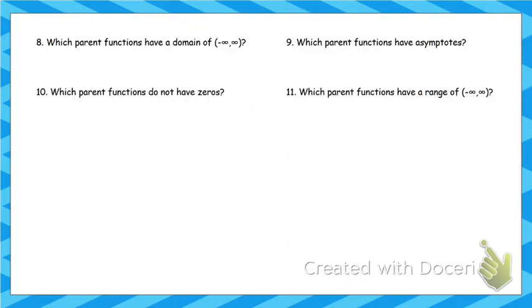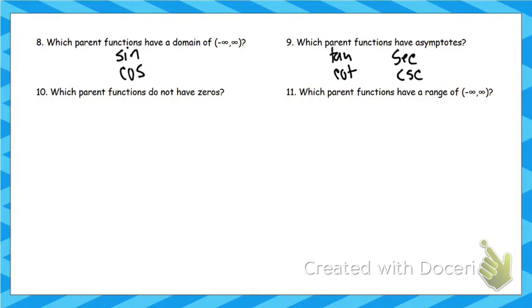All right, just some information about your parent functions. Domain of negative infinity to infinity. These are the ones that don't have asymptotes: sine and cosine. So the parent functions that have asymptotes are all of the others: tan, cotan, secant, and cosecant.